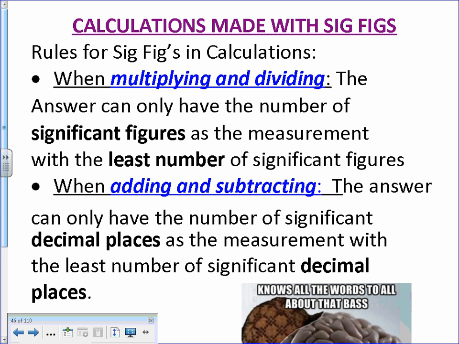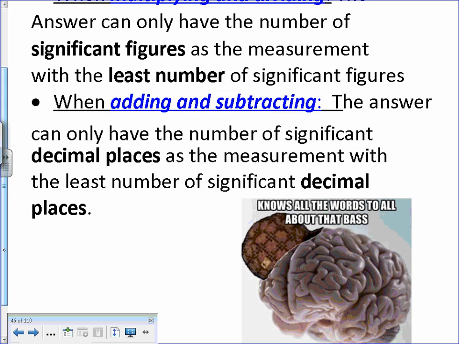What do you notice is the main difference between adding, subtracting, and multiplying, dividing? Look at the rules. It's the thing that's blatantly different. One is really looking at what? One is looking at figures and the other is looking at decimal places. Right. So we need to keep those 2 rules separate in our brains, okay? So when you're adding and subtracting, you're going to count decimal places.